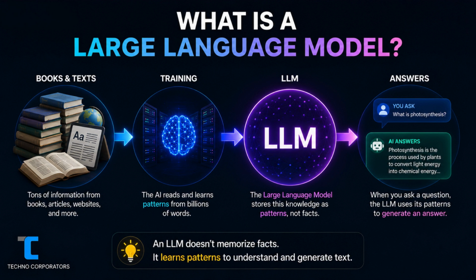ChatGPT belongs to a family of AI systems called large language models, or LLMs. The word large refers to the enormous amount of training data and the massive number of internal parameters the model uses. A language model is designed to understand and generate human language. After training on vast amounts of text, it can answer questions, summarize information, translate languages, write stories, and much more.